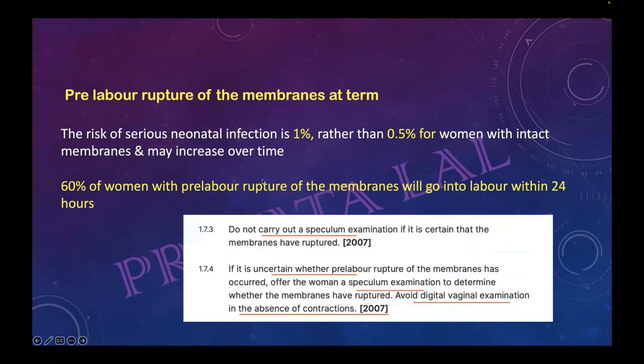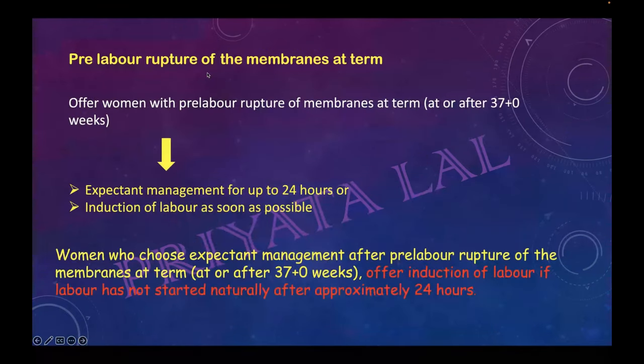Now, see, risk of neonatal infection is 1%, and 0.5% if the patient has intact membrane. These numbers we are reading for a long time, and the numbers are the same. And if the rupture of membrane is there, usually 60% of the women would go into labor within 24 hours. These numbers are important for part two, and these are the same from many years.